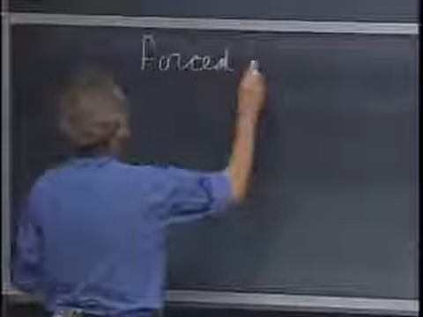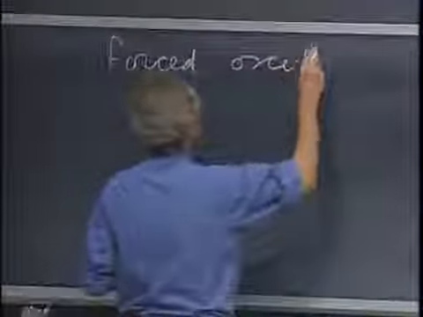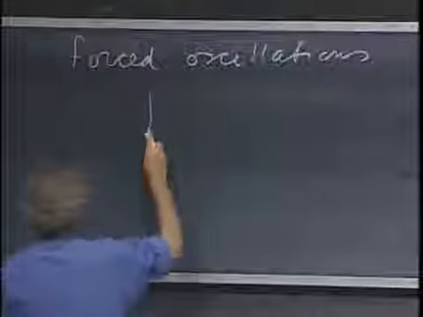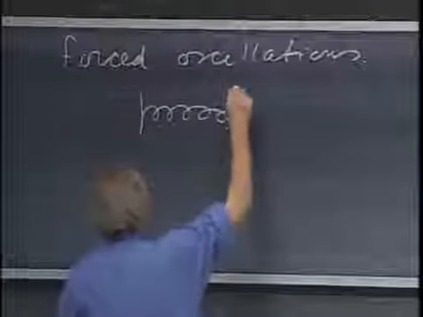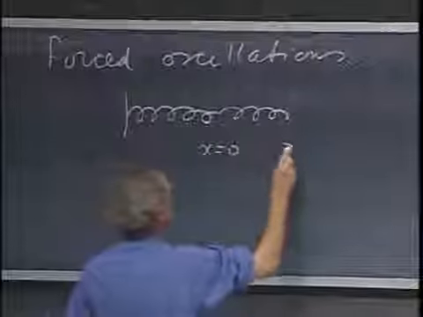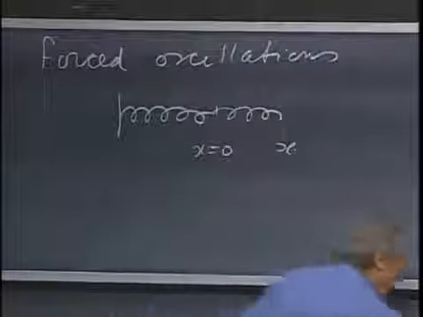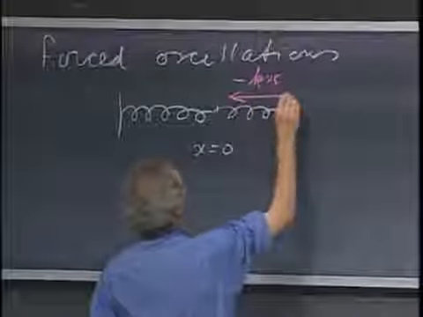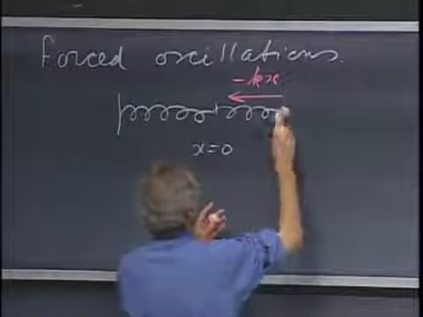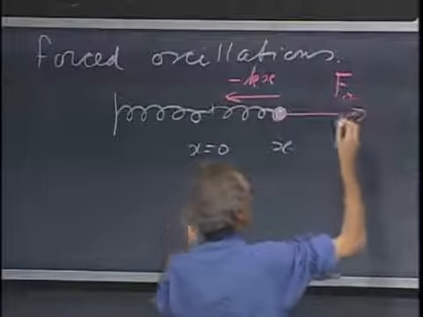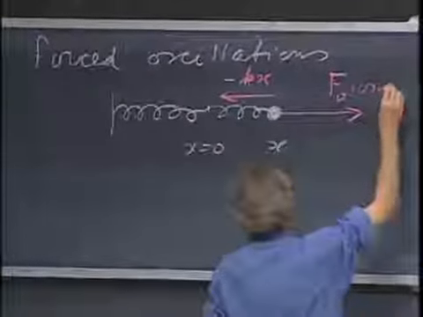So we call that forced oscillations. I can take a spring system, as we had before. This is x equals 0. This is x. And we have the spring force, very familiar, minus kx. But now, this object here, which is mass m, I'm going to add a force to it, F0, which is the amplitude of the force, times the cosine of omega t.